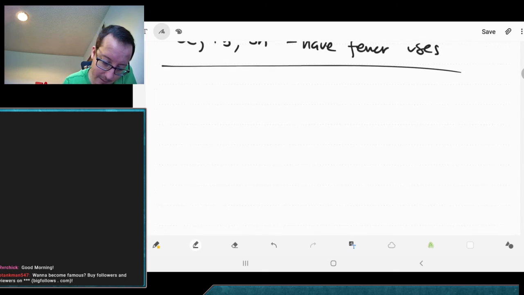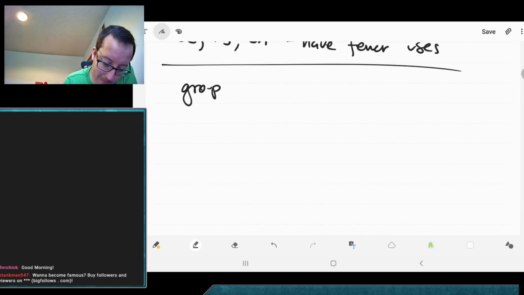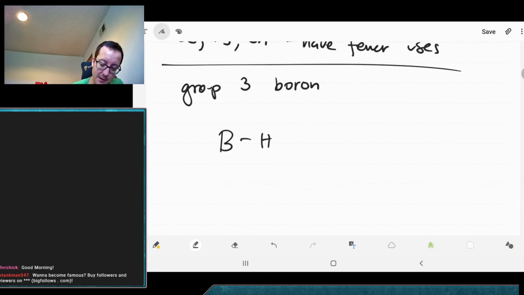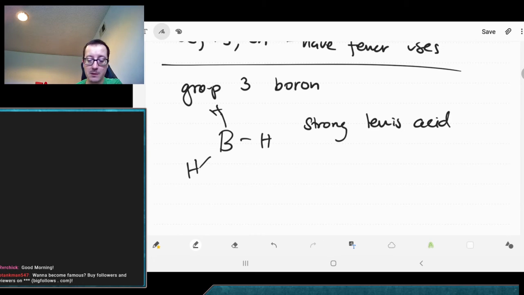Alright, group 3. Our last group. And really we're only going to look at boron here because the rest of them are going to be more metallic than non-metallic, and this chapter is about non-metals. So boron does interesting things. Remember, it doesn't have an octet, so it is a strong Lewis acid. So it can accept a lone pair from another thing.